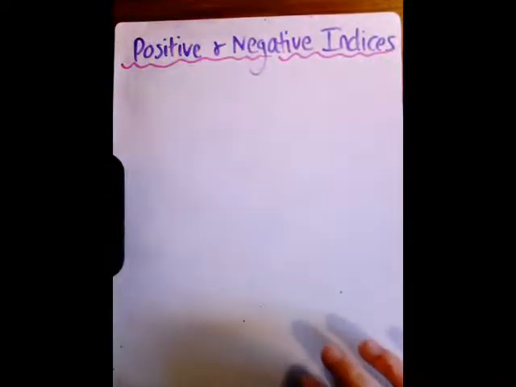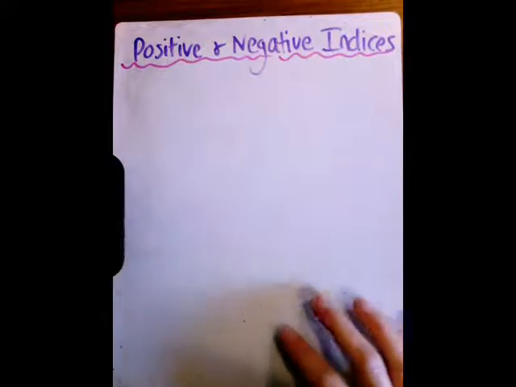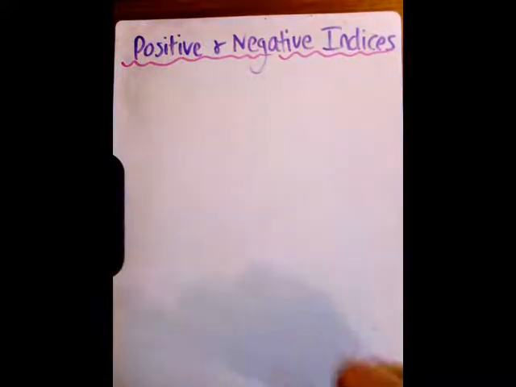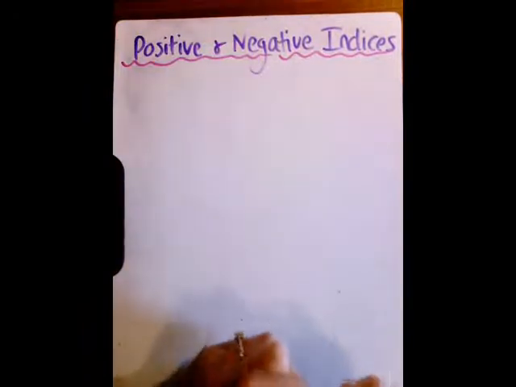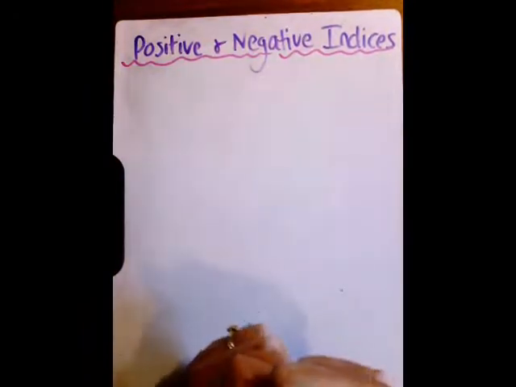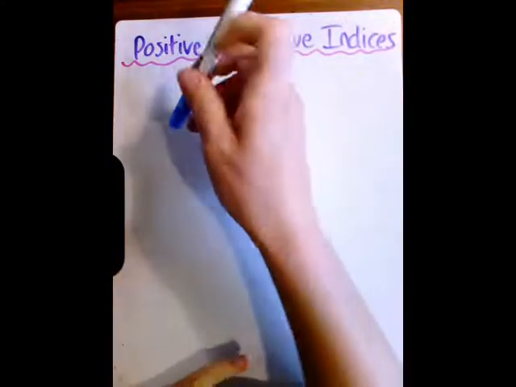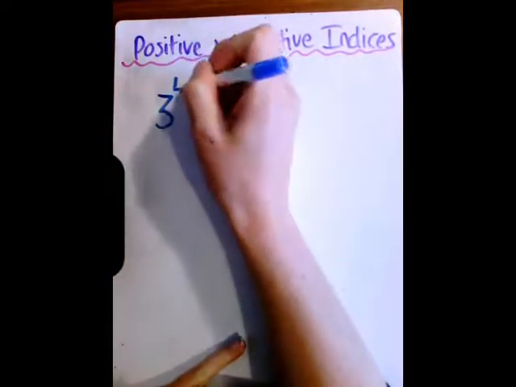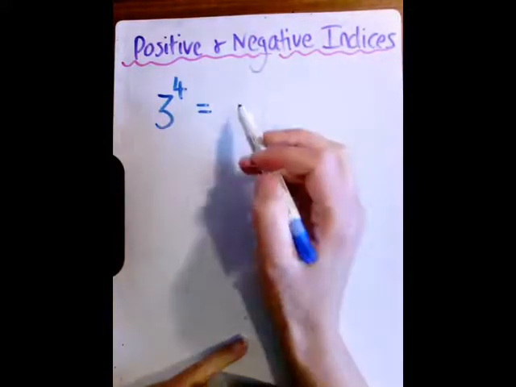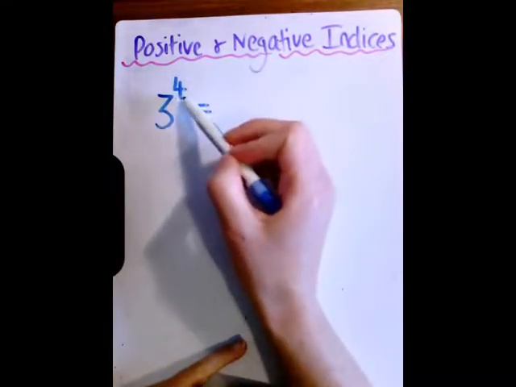Today we're going to go through positive and negative indices. So to start off with, we're just going to focus on the positive ones. Now, remember, an indice is a power. So, for example, something like 3 to the power of 4. We'd say this is a positive indice because the power is a positive number.